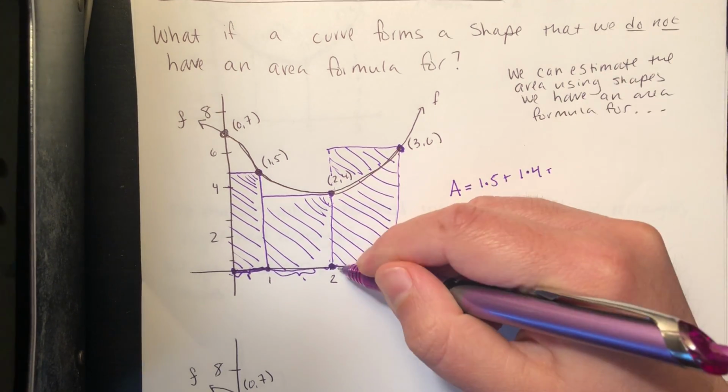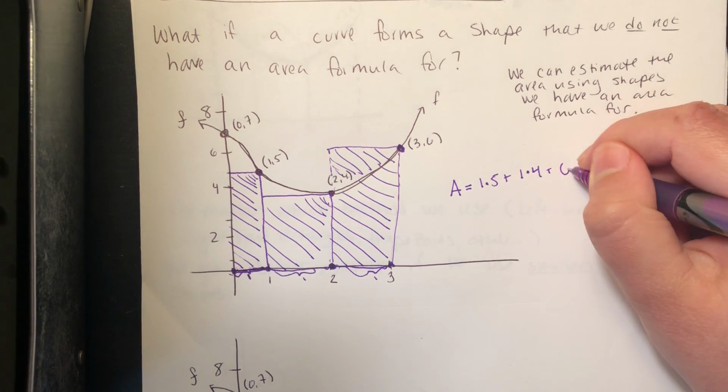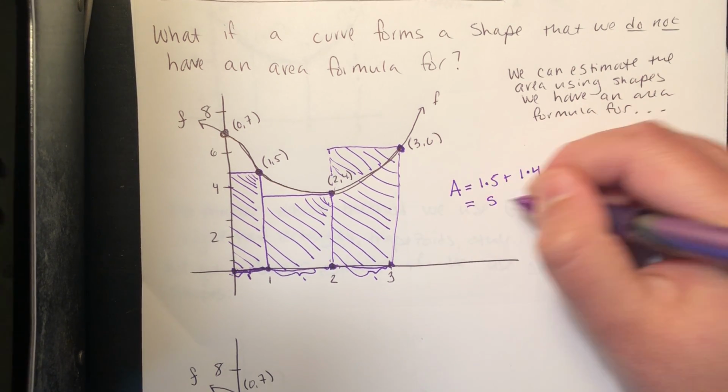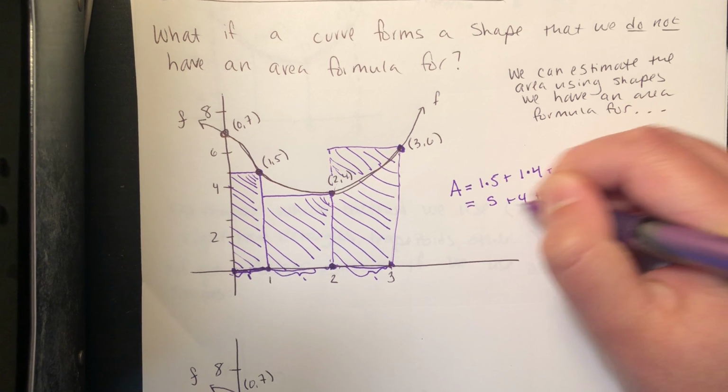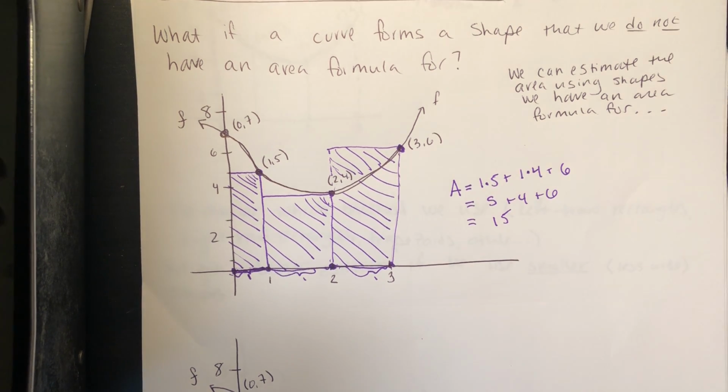And for the third box, it's a base of 1 times a height of 6. So this area ends up being 5 plus 4 plus 6, or 15. I don't know right now whether or not that's really a good estimate, but it seems roughly okay.